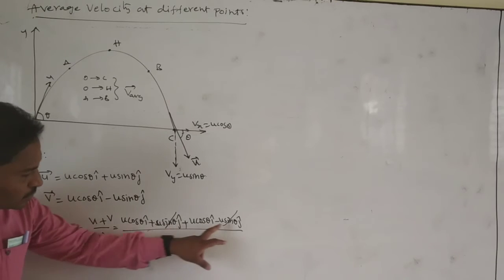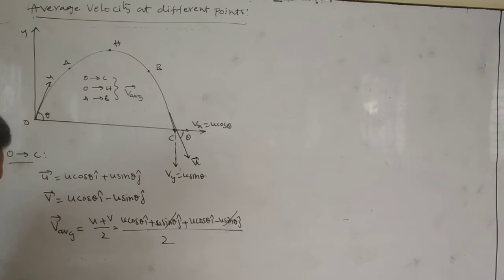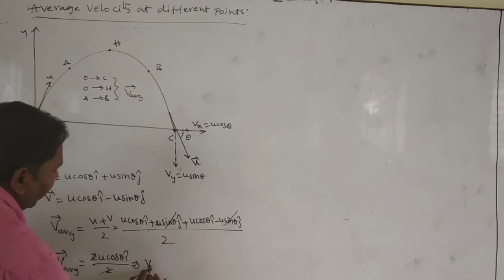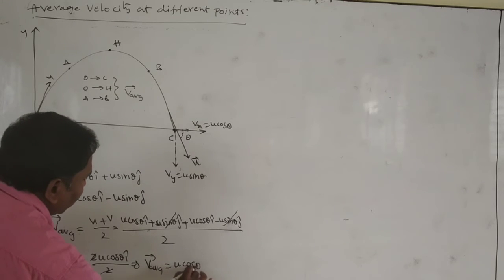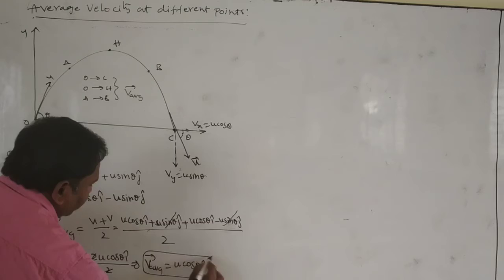Now these two cancel. What remains for the average velocity? V average equals 2u cos theta i cap by 2, the 2s cancel. So v average equals u cos theta i cap.